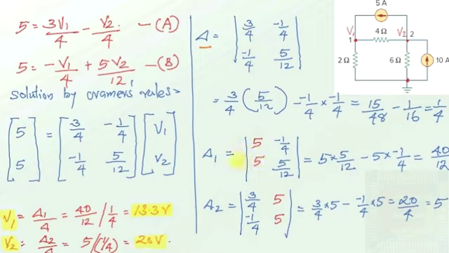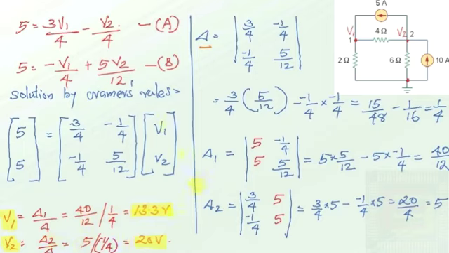Now, this determinant delta 1 is evaluated as 40 by 12 and delta 2 is obtained by replacing the second column with this column matrix. So this is delta 2 and it is evaluated as 5. Now, the unknown voltage V1 is obtained by delta 1 by delta, that is equal to 40 by 12 divided by 1 by 4, which is equal to 13.3 volts. Similarly, V2 is equal to delta 2 by delta, which is equal to 20 volt. We are getting the same result.